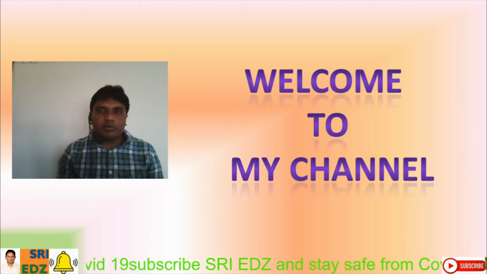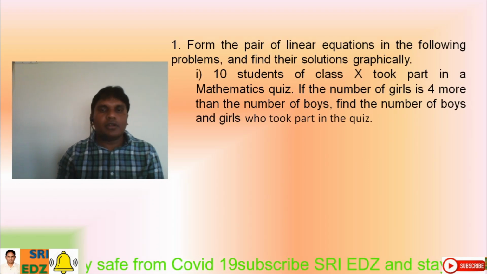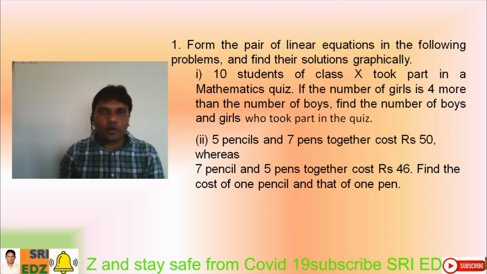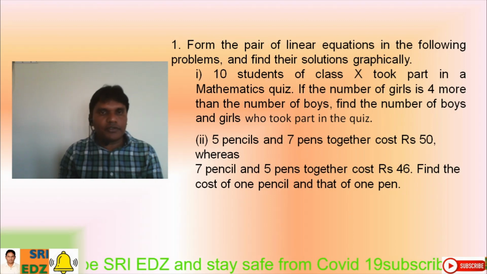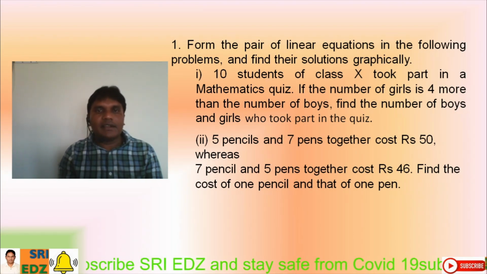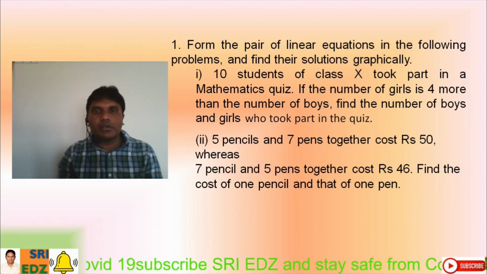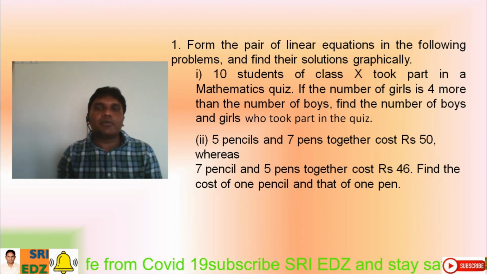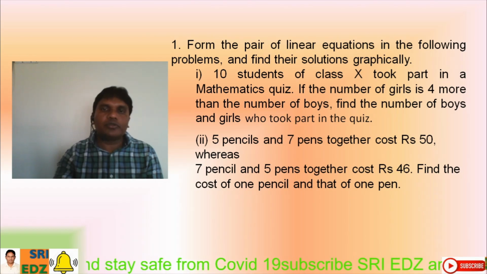Today we are discussing pair of linear equations exercise 3.2. First problem is given: form the pair of linear equations in the following problems and find their solution graphically. The first problem is given as: 10 students of class 10th took part in a mathematics quiz. If the number of girls is 4 more than the number of boys, find the number of boys and girls who took part in the quiz.